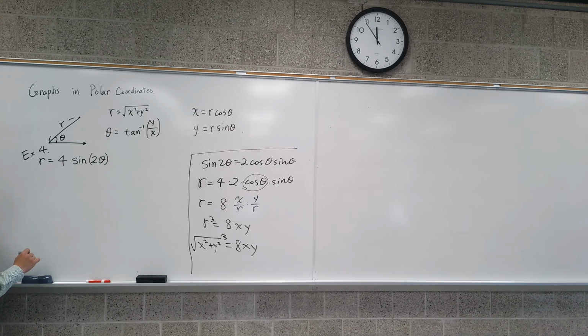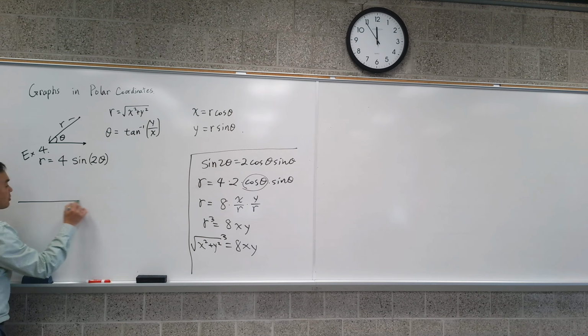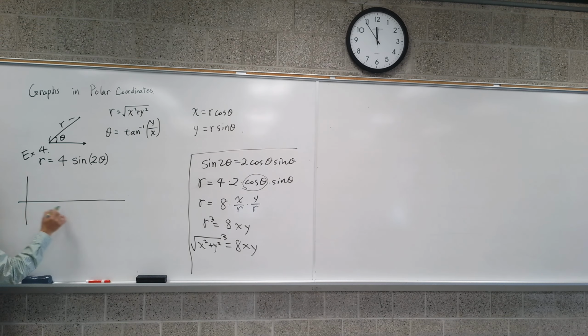All right, so let's try to do this. Now we will need the values of sine. So let's first think about the graph of the sine. The graph of sine goes like that, where this is 2 pi, so this is sine theta, pi over 2, 3 pi over 2.